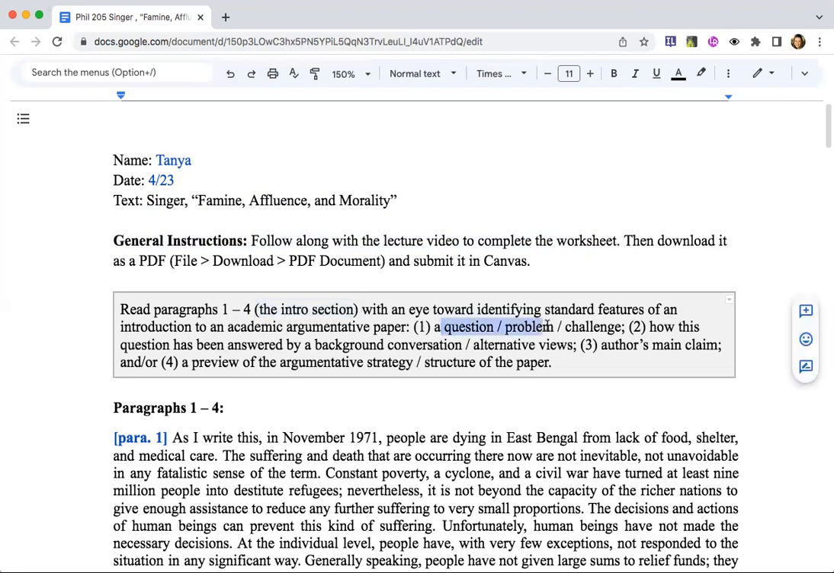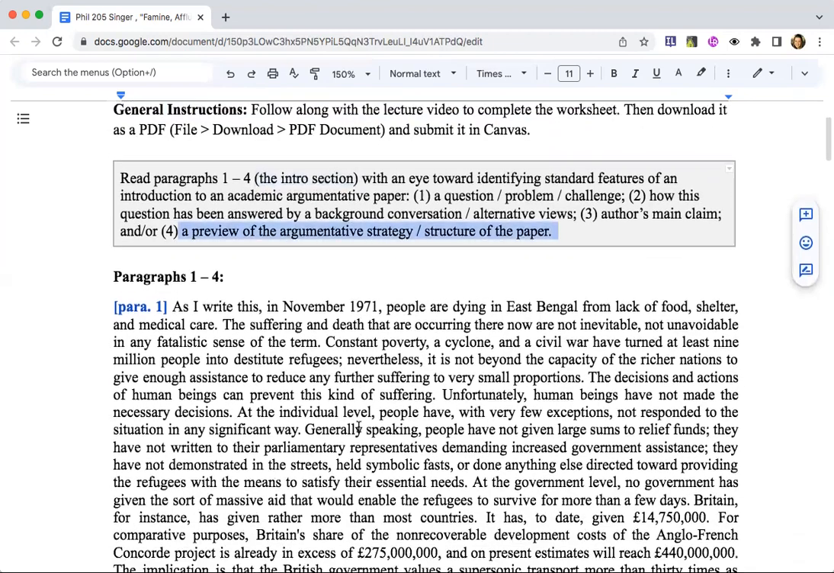So we're going to look for the question or problem or challenge, possibly how it has been answered by a background conversation or alternative views, as well as the author's main claim. A main claim is an answer to a good question. So those are the key things we're looking for. Sometimes, not always, you'll also get a preview of the argumentative strategy or the structure of the paper, and when you get that, make a note of it.